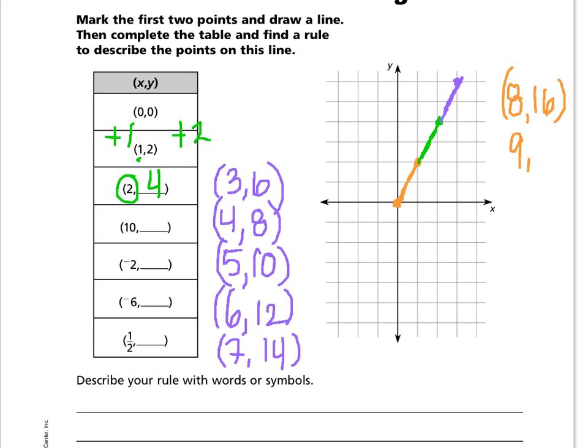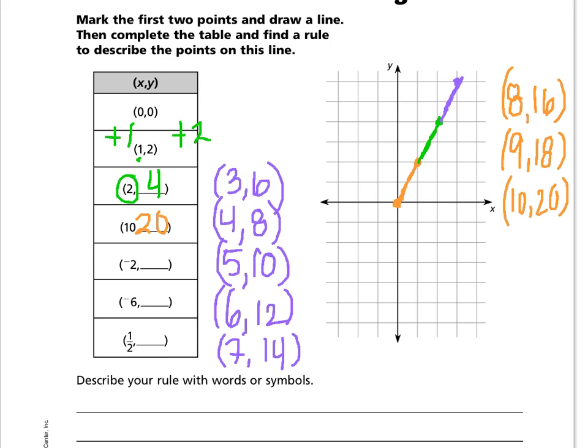9 and 18. 10 and 20. So I know that this would be 20. You can see that they are clearly doubling. 3 times 2 is 6, 4 times 2 is 8, 5 times 2 is 10, 6 times 2 is 12, 7 times 2 is 14, and so on.